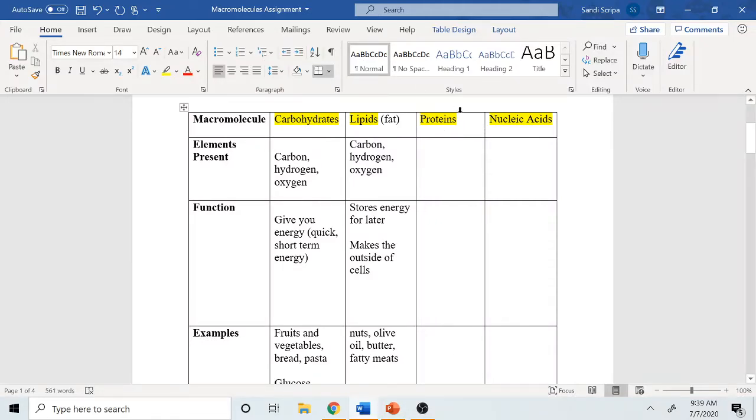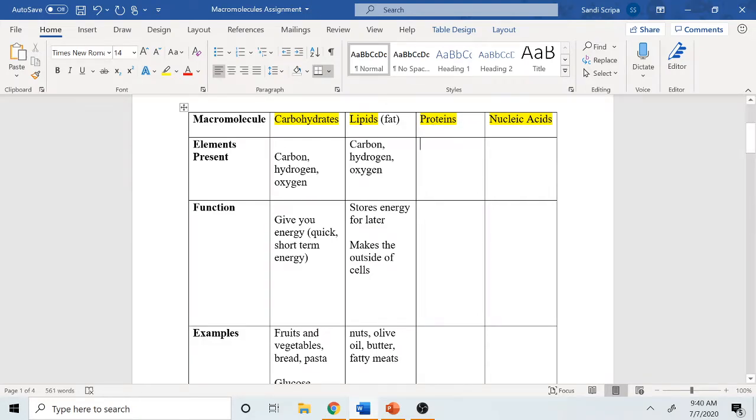Our next part that we're going to talk about is proteins. You probably have heard a lot about eating protein. I have a brother who is really into going to the gym and getting really strong, and he is always making protein drinks and eating a lot of protein. So if you're anything like my brother, you probably think about proteins a lot.